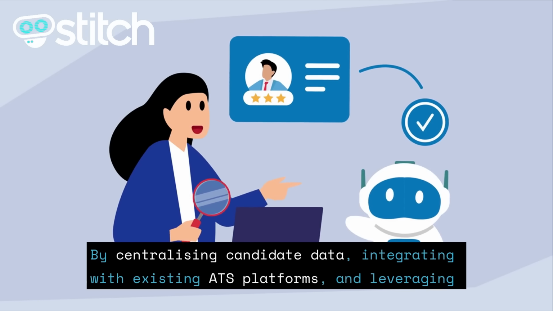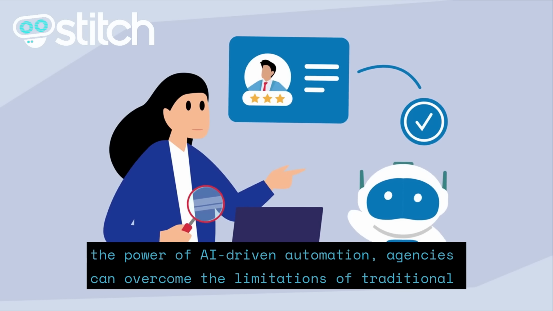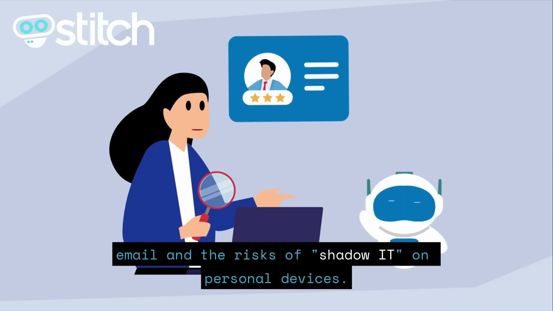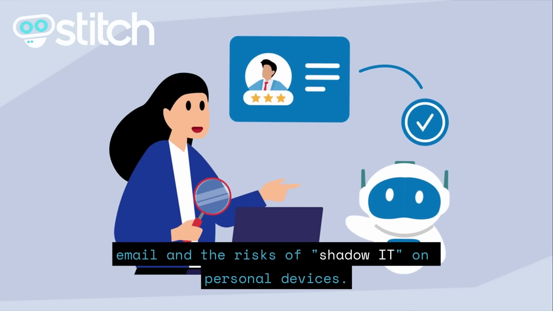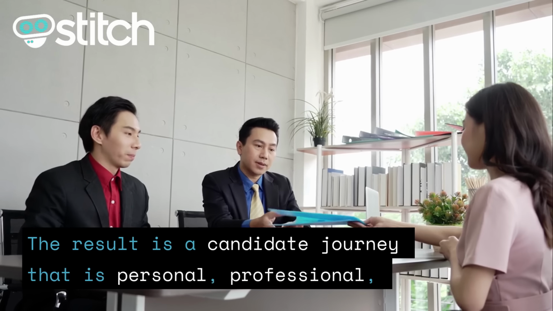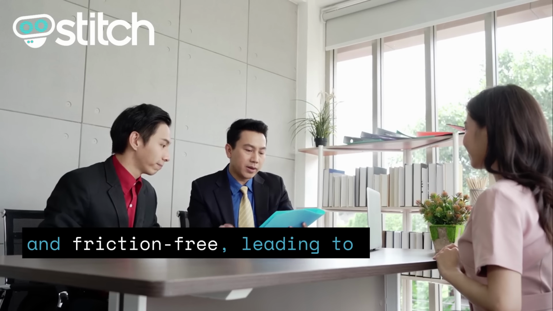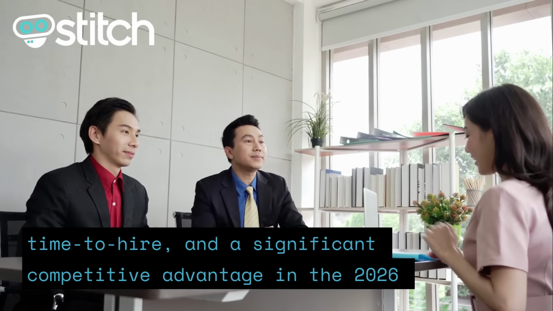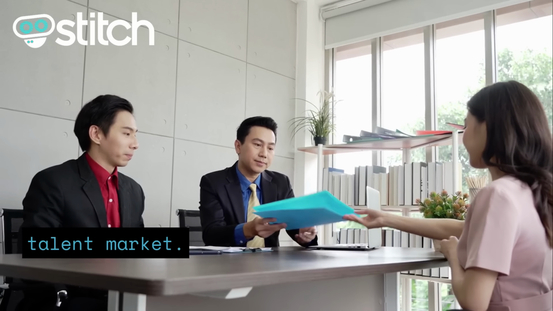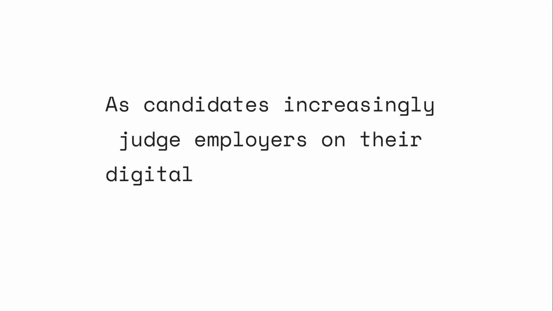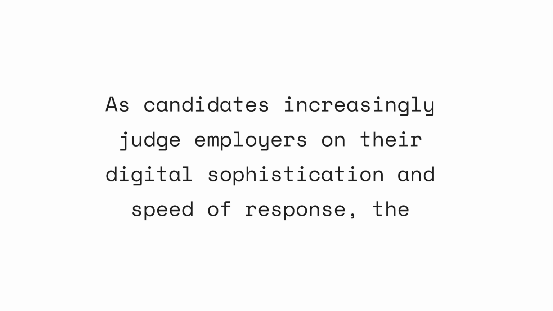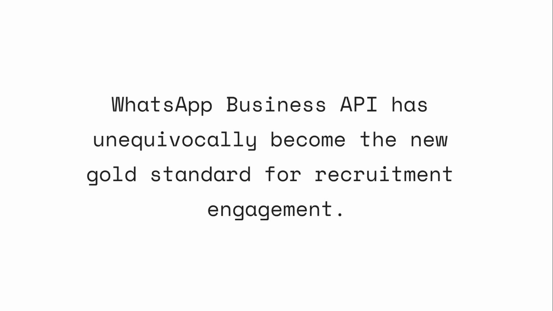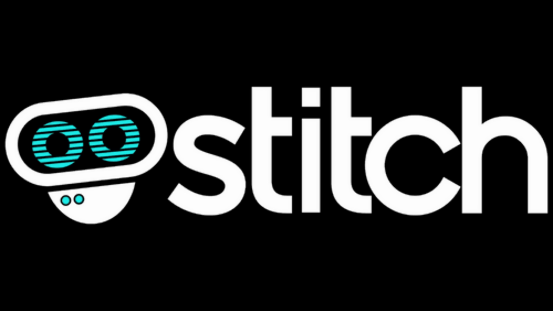By centralizing candidate data, integrating with existing ATS platforms, and leveraging the power of AI-driven automation, agencies can overcome the limitations of traditional email and the risks of shadow IT on personal devices. The result is a candidate journey that is personal, professional, and friction-free, leading to higher conversion rates, faster time to hire, and a significant competitive advantage in the 2026 talent market. As candidates increasingly judge employers on their digital sophistication and speed of response, the WhatsApp Business API has unequivocally become the new gold standard for recruitment engagement.